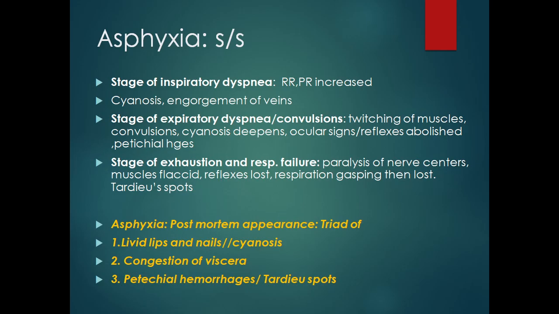This is the first sign. Then congestion of viscera will be there, and petechial hemorrhages and tardieu spots will be there on the body. Petechial hemorrhages may be over any place, and tardieu spots you usually get above the level of constriction. They are pinpoint hemorrhages. Petechial hemorrhages can be larger, more than 2 millimeters.